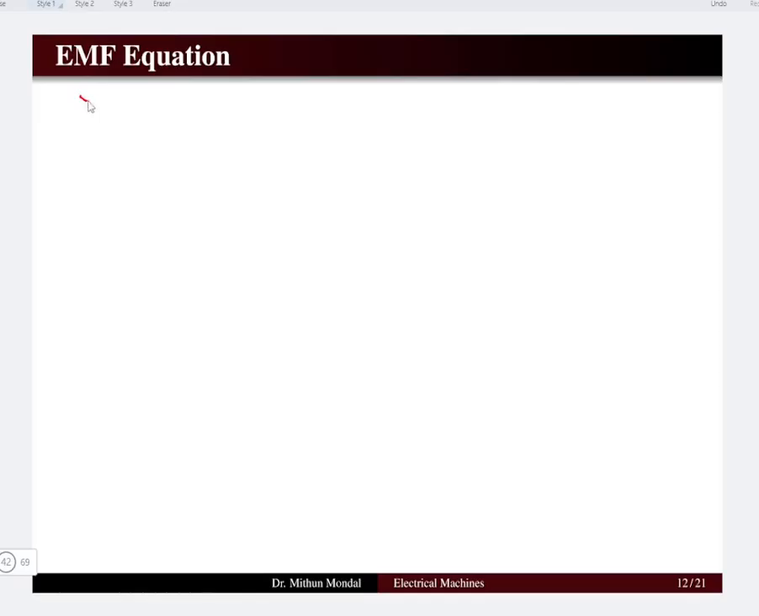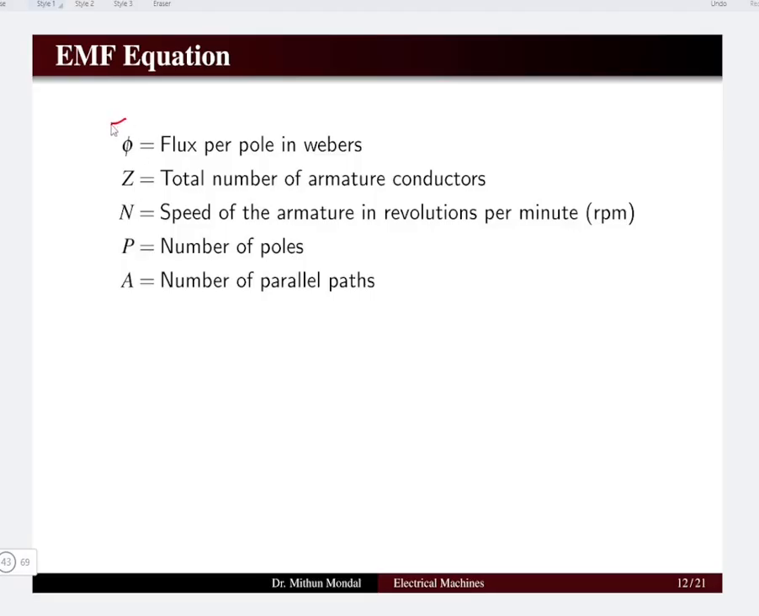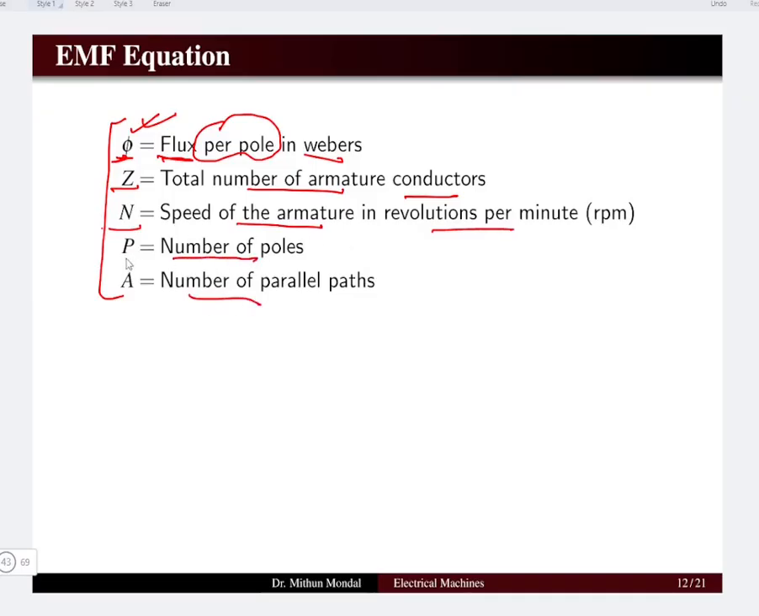Now we will see the EMF equation of the generator or the motor. Let us see the nomenclature first. Phi indicates the flux per pole and its unit is Weber. Notice that it is not the total flux, it is the flux per pole. Z indicates the total number of armature conductors present in the machine. N indicates the speed of the armature in RPM, revolutions per minute. P is the number of poles and A is the number of parallel paths in the machine. So this nomenclature will be used to derive the EMF equation.